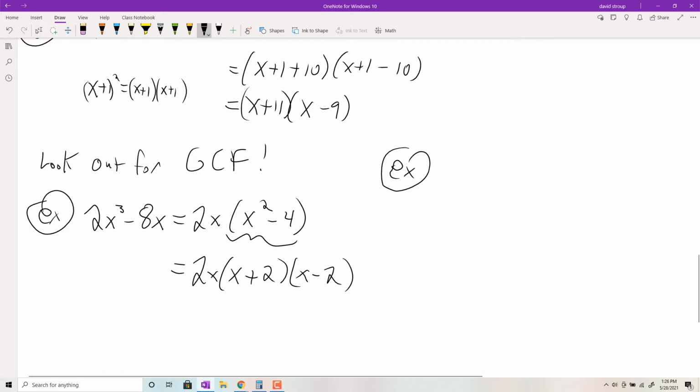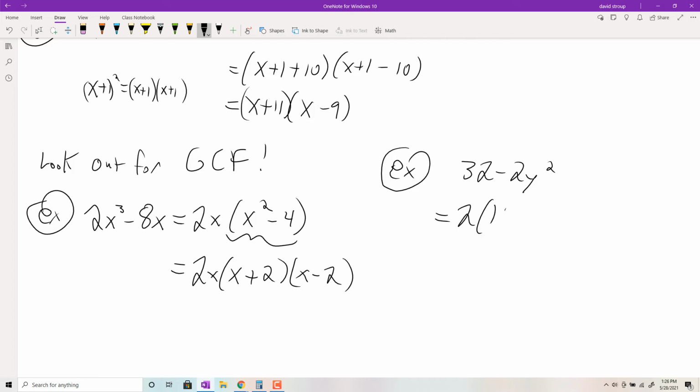Let's see. Example: 32 minus 2y squared. So you can pull out a 2 from both. So you get 16 minus y squared. And then you can factor the 16 minus y squared. That's the difference of squares. Okay, so 4 times 4 is 16. That'll be plus and then minus. Or you can go minus plus. It won't make a difference. And then y and y.